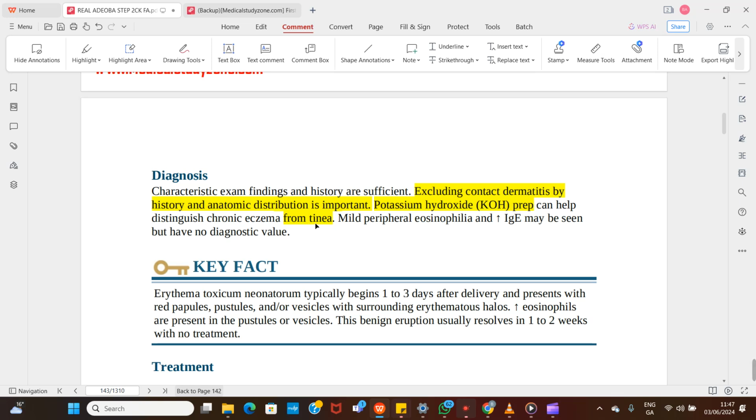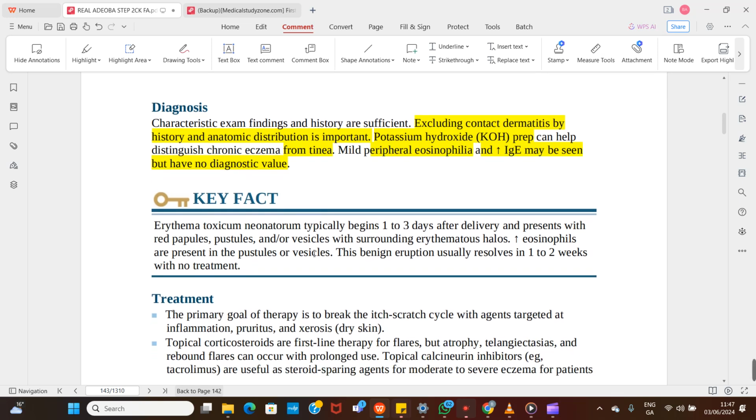Because this is an allergic condition, you can have presence of peripheral eosinophilia and elevated IgE. This means nothing because it adds no diagnostic value. Even if your IgE is 1 billion, it means nothing.